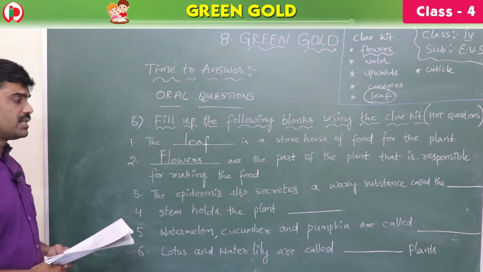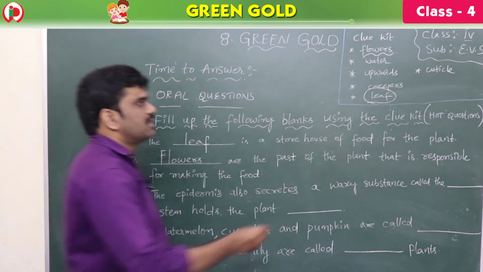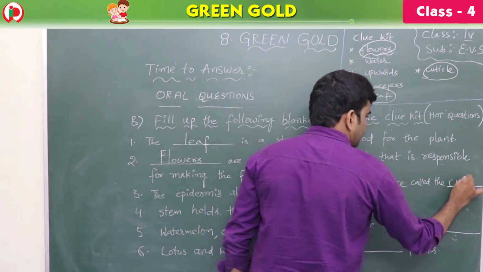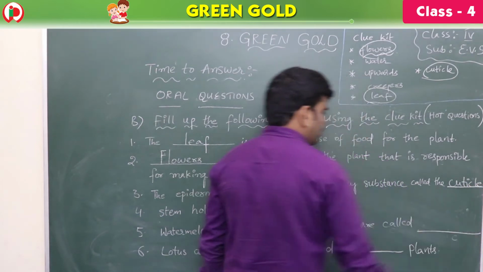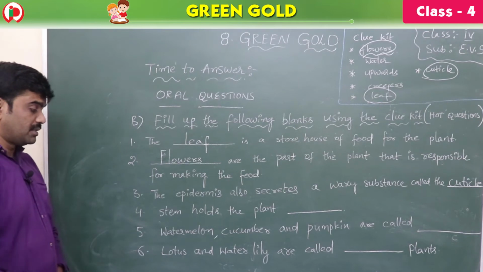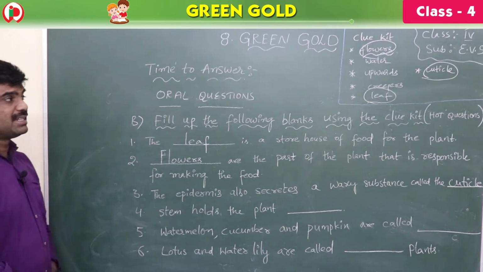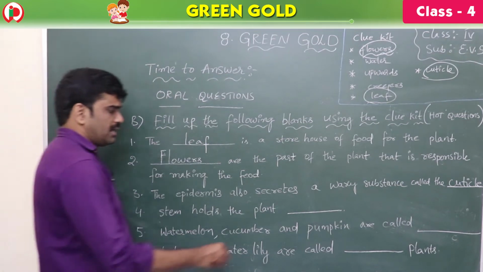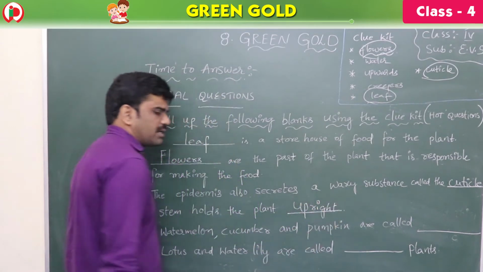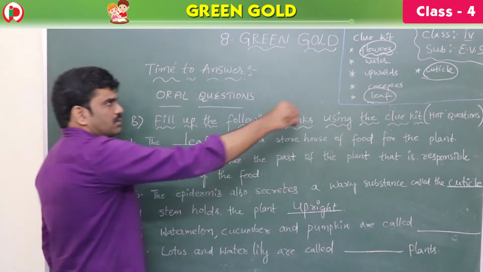Okay, next one, third one. The epidermis also secretes a waxy substance called cuticle. What is the answer? Cuticle. So the second one is flowers, the third one is cuticle. Cuticle is the waxy substance that is released by the epidermis. Fourth one, stem holds the plant upright or upwards. What is the answer? Upright. Okay, upright is the answer. So this is also over.